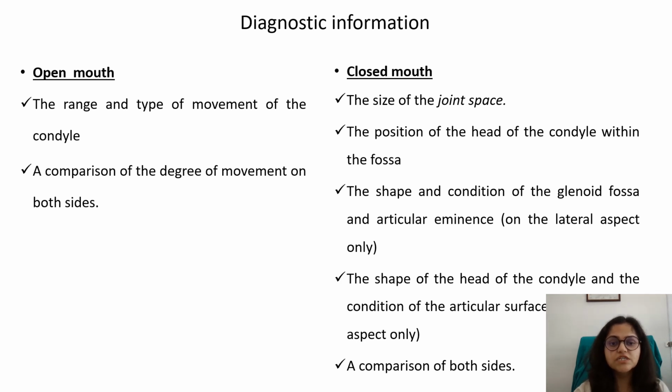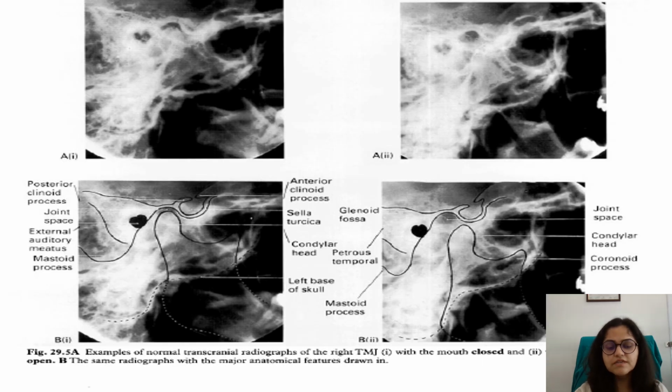In the open mouth view, you can see the range and the type of movement of the condyle, and you can compare the degree of movement of both sides. Whereas in the closed mouth view, you can evaluate the size of the joint space, the position of the head of the condyle within the fossa, the shape and condition of the glenoid fossa and the articular eminence, the shape of the head of the condyle, the condition of the articular surfaces, and you can compare both sides of the condyle and the fossa in this transcranial projection. Here we have shown an example of a normal transcranial radiograph of the right TMJ and the same radiograph with the major anatomical features projected.